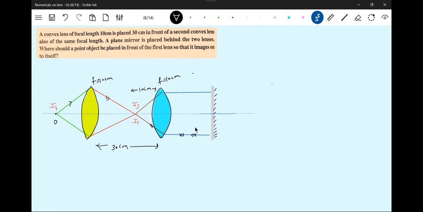Many arrows. Four arrows, then five arrows. Okay, this is a condition. So this should be the focal length of this one, 10 centimeter. If this is 10 centimeter, this distance should be 20 centimeter.